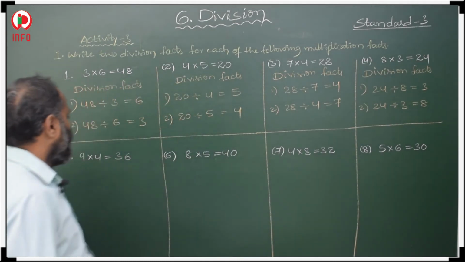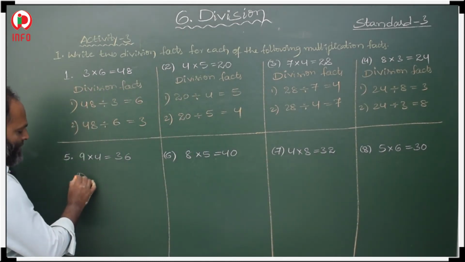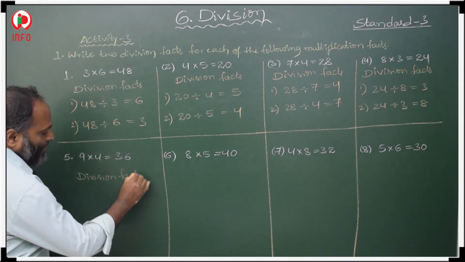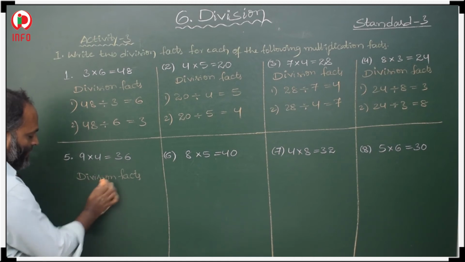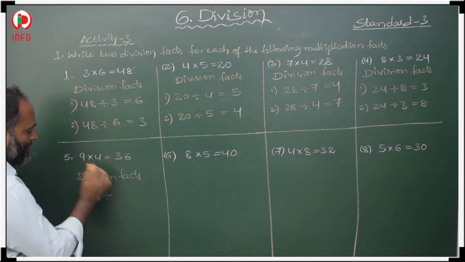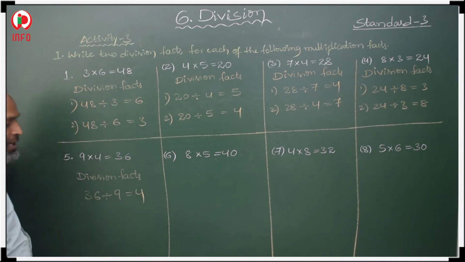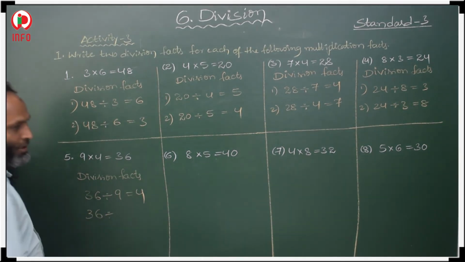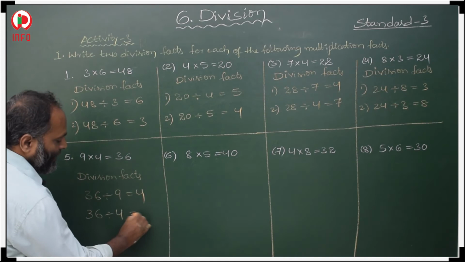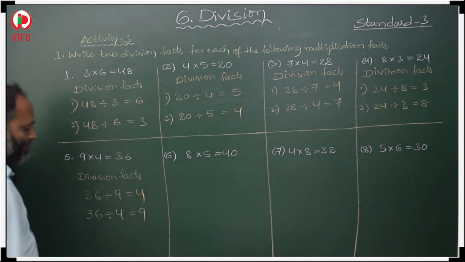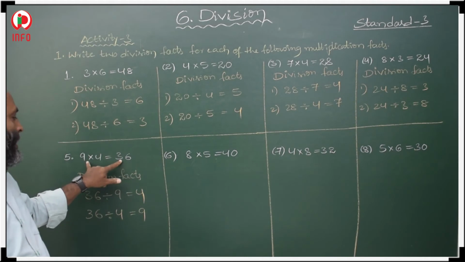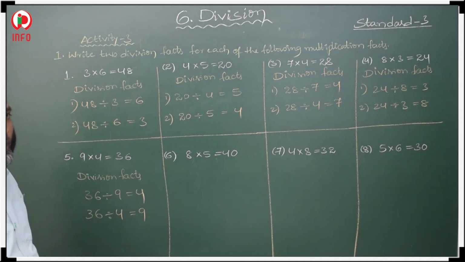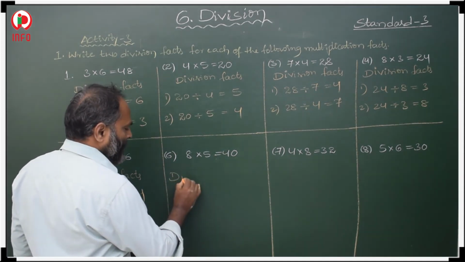The next, division facts here. What is the product? Product 36 is divided by the first factor, then the second factor is your quotient. Then the product divided by the second factor, the first factor is your quotient. 36 divided by 9 is equal to 4, or 36 divided by 4 is equal to 9. In the same way, division facts here.